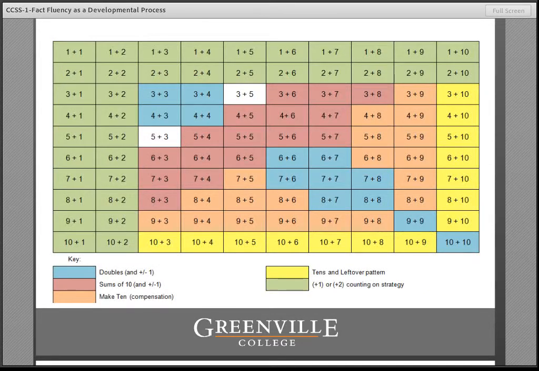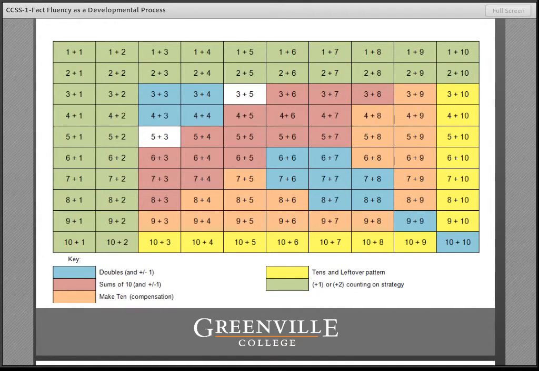Here you see the facts up through 10 plus 10. The chart doesn't show the plus 0 facts, which children should experience, although those typically aren't really a major problem for children. The pattern with plus 0 relates to the identity property of addition, so that does need to be brought up in the curriculum.